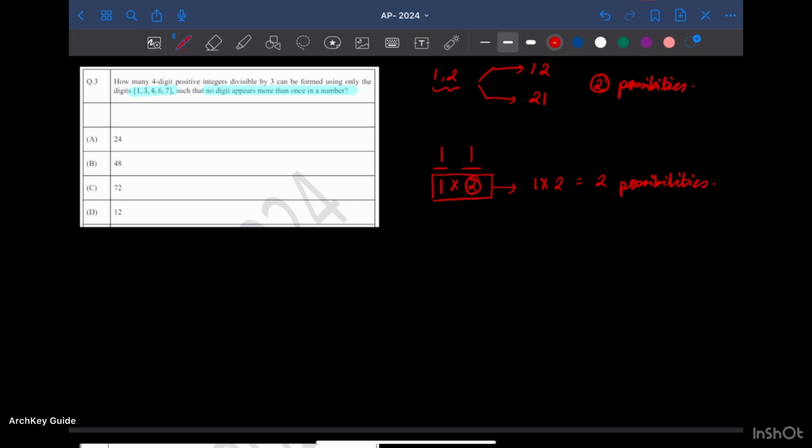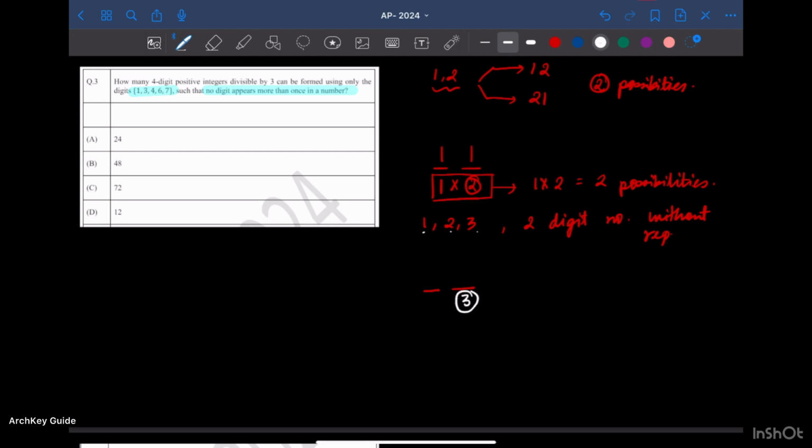Let's take one more example. Let's have 1, 2, and 3. Again, we have to make a two-digit number without repetition. It's a two-digit number, right? So how many options have we got? We have three options.